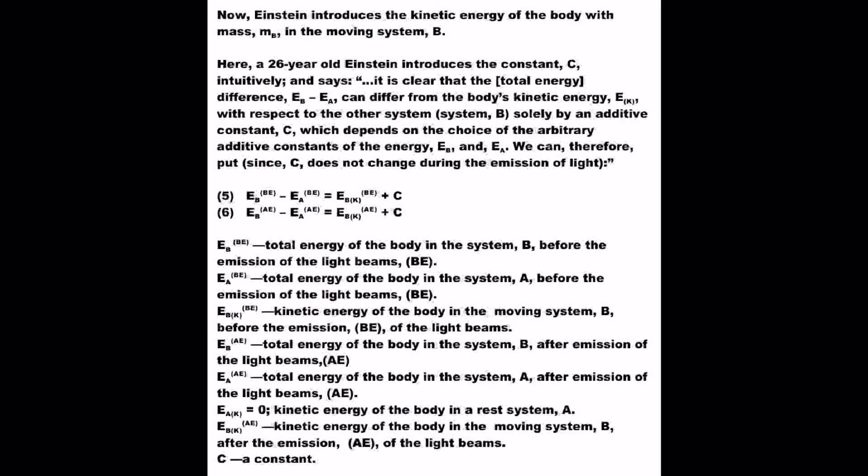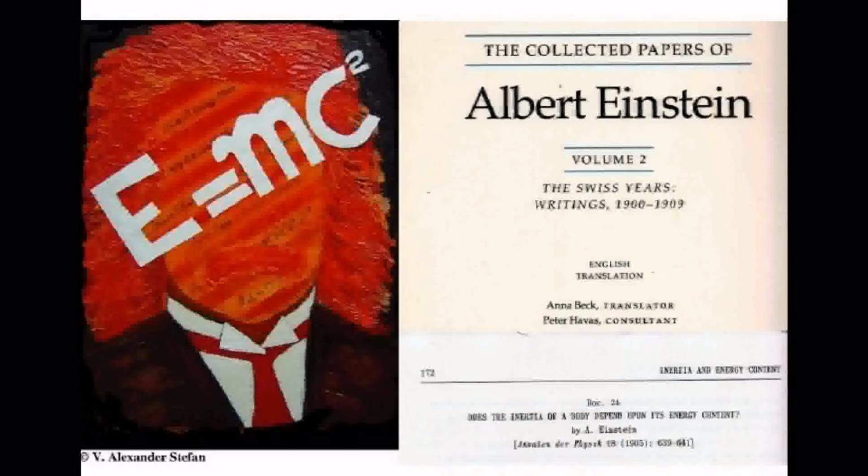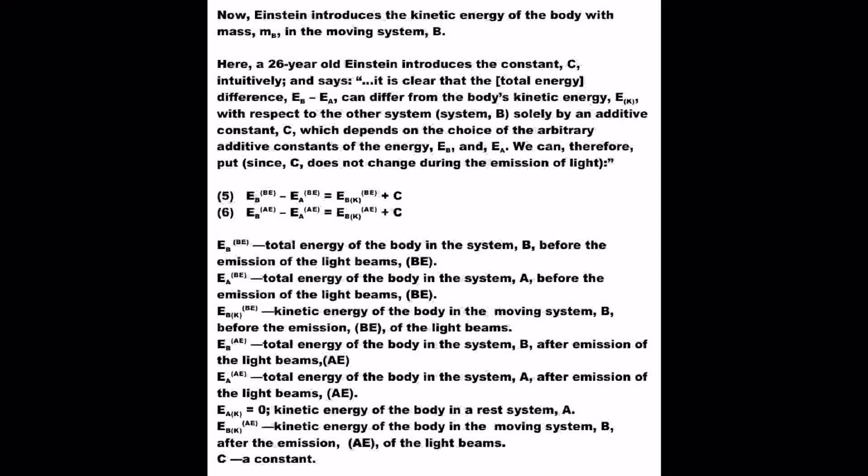Here, a 26-year-old Einstein introduces the constant c intuitively and says, it is clear that the total energy difference, EB minus EA, can differ from the body's kinetic energy, EK, with respect to the other system B, solely by an additive constant, C, which depends on the choice of the arbitrary additive constants of the energy, EB and EA. We can, therefore, put, since C does not change during the emission of light.